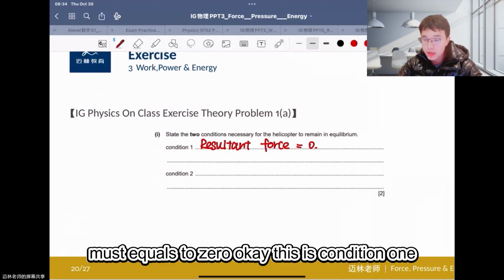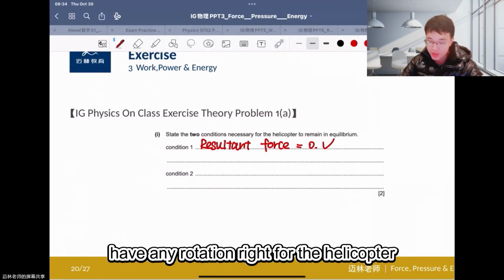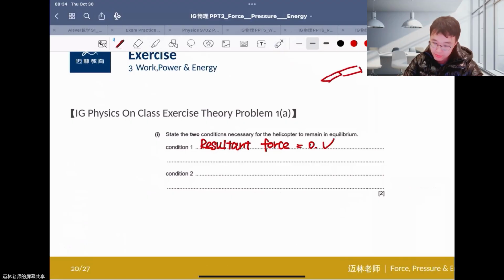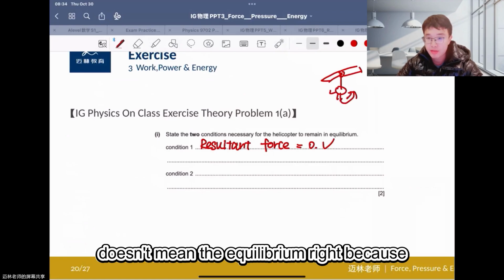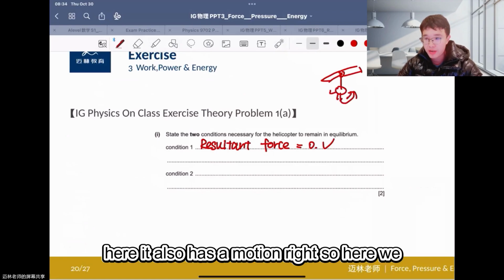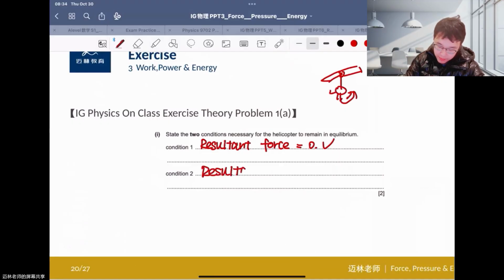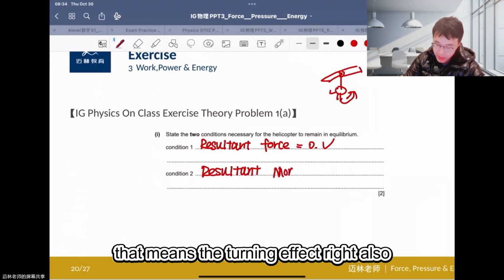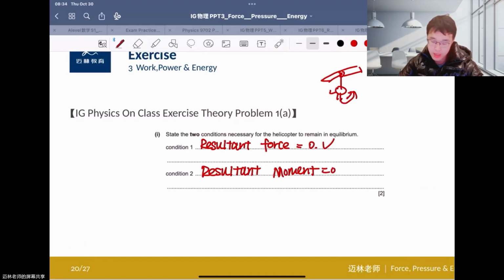This is condition one. And for condition two, if it wants to be in equilibrium, it doesn't have any rotation, right, for the helicopter. Like here, you can find if it rotates, that means it isn't in equilibrium, right? Because here it also has a motion, right? So here you have to make the resultant moment, that means the turning effect, also equal to zero. Okay, so that is for these two parts.